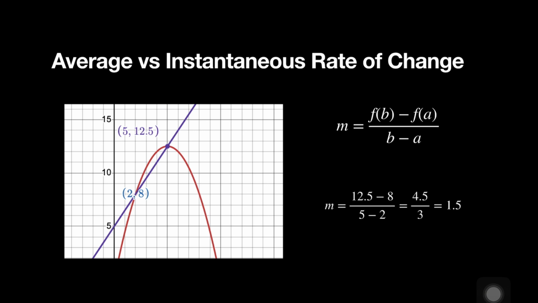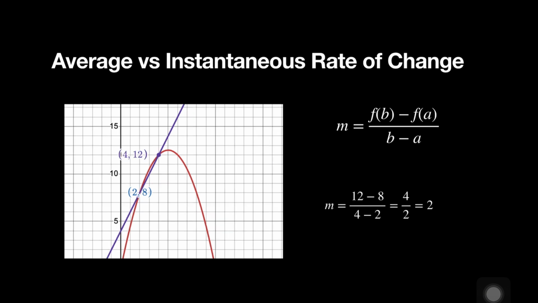So in this case, my line goes through the points (2, 8) and (5, 12.5). The slope of that line is just going to be rise over run, or change in y over change in x. In this case, my change in y is 4.5, my change in x is 3, and so that means my slope, or average rate of change, is 1.5. I can do this for any 2 points on this curve.